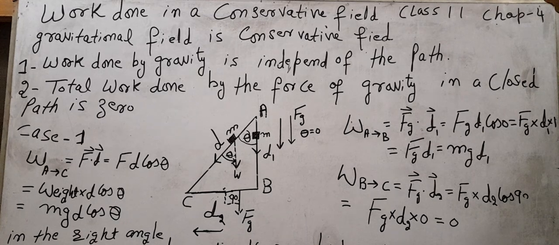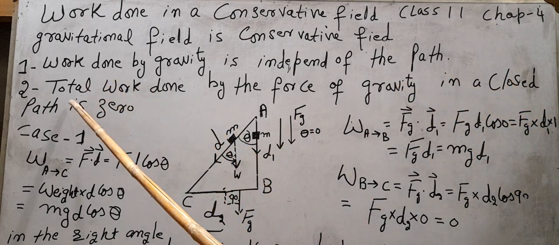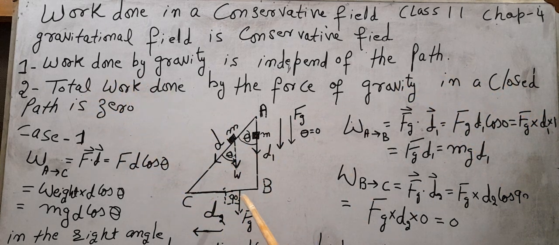The other property is that the total work done by the force of gravity in moving a body in a closed path is zero. For example, a body is moved from C to B, then B to A, and then A to C. Then in moving the body from C to B, B to A, and again A to C, the total work done by the force of gravity is equal to zero.